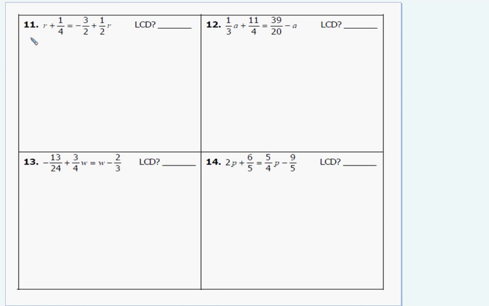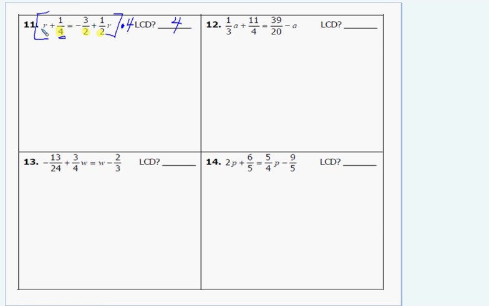So our LCD for 11, if we're looking between all of our denominators that we have, we've got 4, 2, and 2. And I know that all of these numbers are related to the 4. Everything can divide into the 4. So my LCD in this case is going to be 4. If we did the breakdown like we had been doing before, you'll get this same answer. So I know that I'm going to take all of this equation and multiply it by this 4.